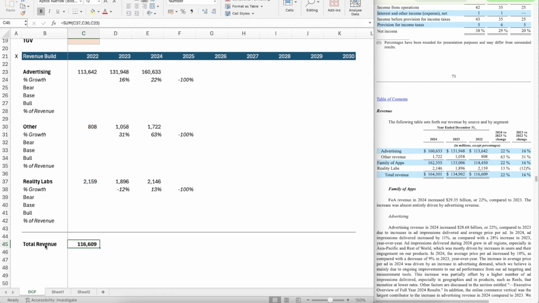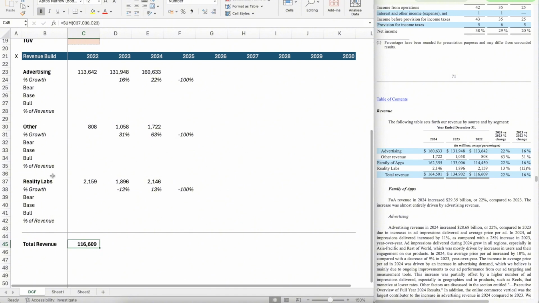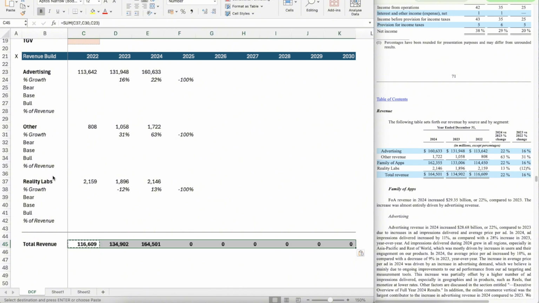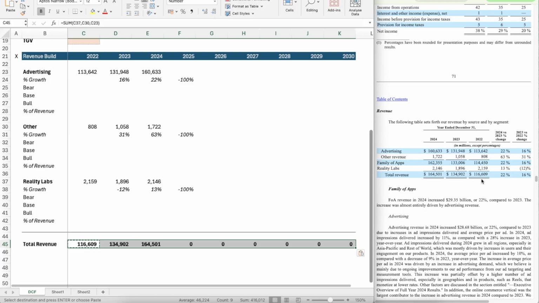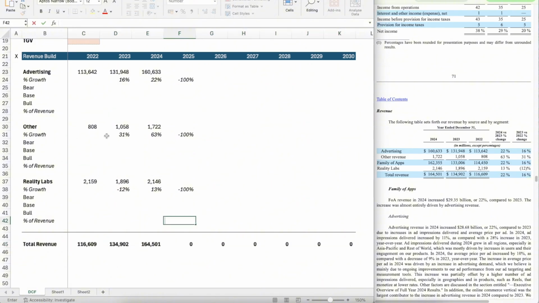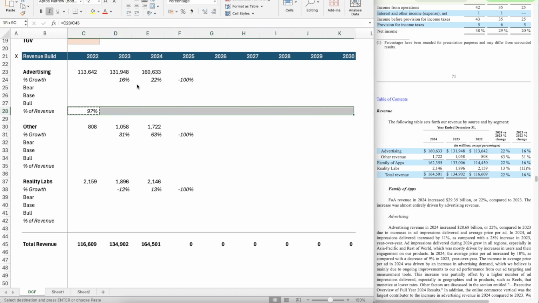lines. And always when you do this, when you're adding them up, just cross-check that they're coming out right. So I'll pull it across. So we want 116609, 134902, 164501. Perfect. And if you want to do your percentage of revenue, you just do it like this. And like that. Put it all the way across.